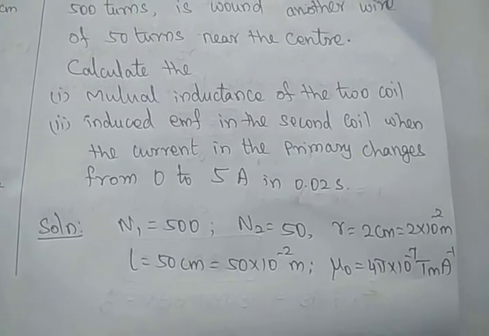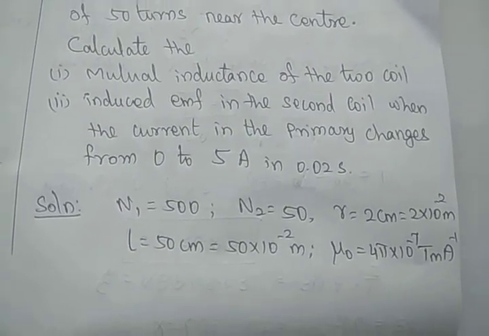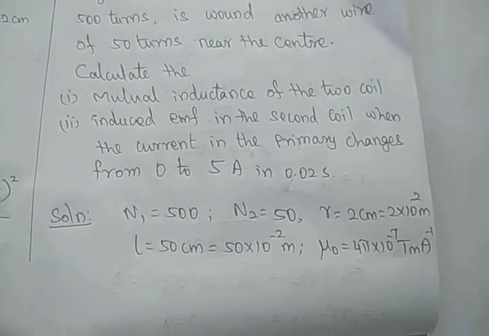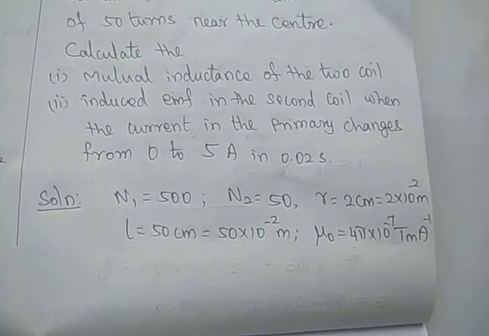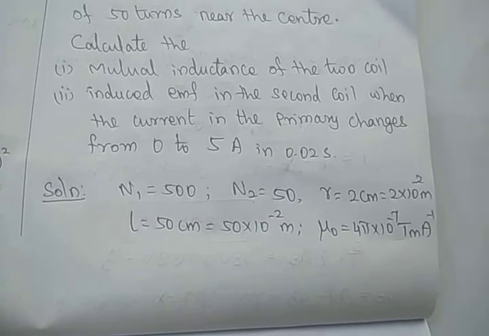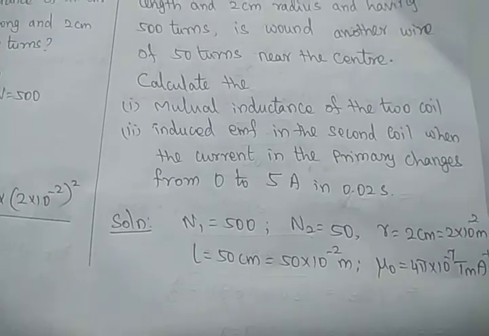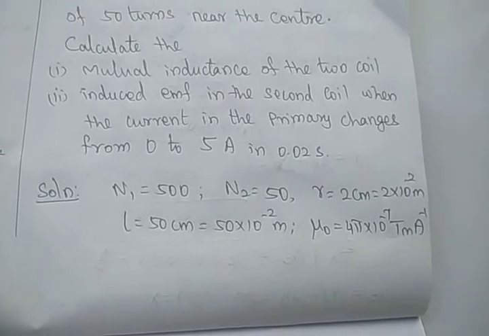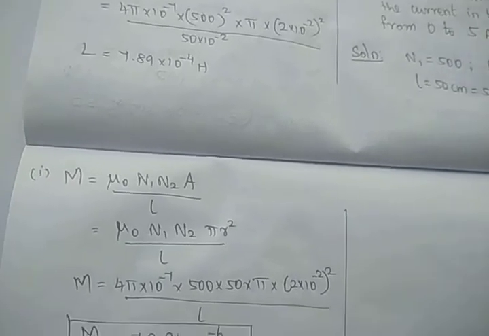Calculate the mutual inductance of the coil, and the induced EMF in the second coil when the current in the primary coil changes from 0 to 5 ampere in a fraction of second, 0.02 second. So the given values are N1, 500 turns, and the number of turns in the secondary coil is 50 turns. R is 2 centimeter, 2 into 10 power minus 2 meter, and the length of the solenoid is 50 centimeter, 50 into 10 power minus 2 meter. Mu naught is 4 pi into 10 power minus 7 Tesla meter per ampere. Substituting these values in the mutual inductance formula, M is equal to mu naught N1 N2 A by l.